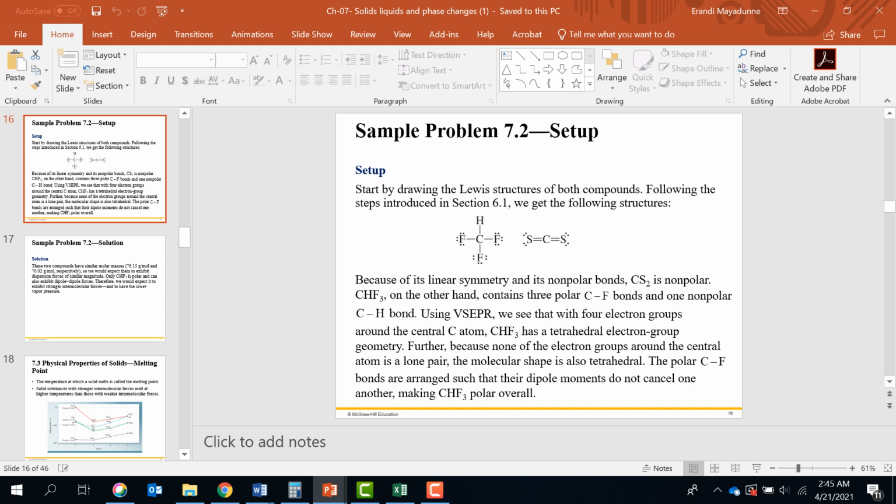Sorry, this one has the lowest vapor pressure because it has high polarity. This has low vapor pressure. This has higher vapor pressure because the intermolecular interaction is low here, so it can easily go into the vapor phase.